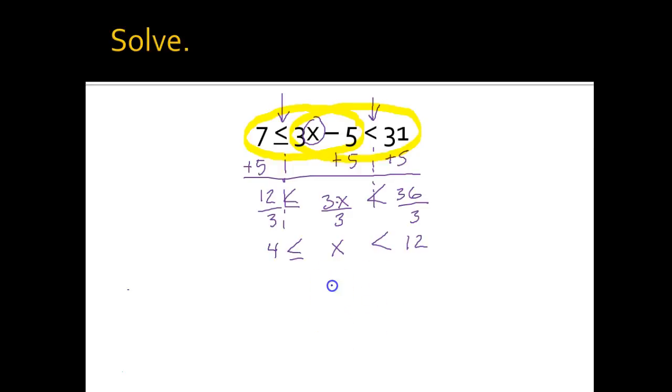I lied, I'll do this in interval notation. 4 is less than or equal to x, so we put a square bracket for the 4, and x goes from 4 all the way up to 12, but 12 is not included, it's not equal to, so we'll put a parenthesis there. So either way is a fine way of writing this answer.